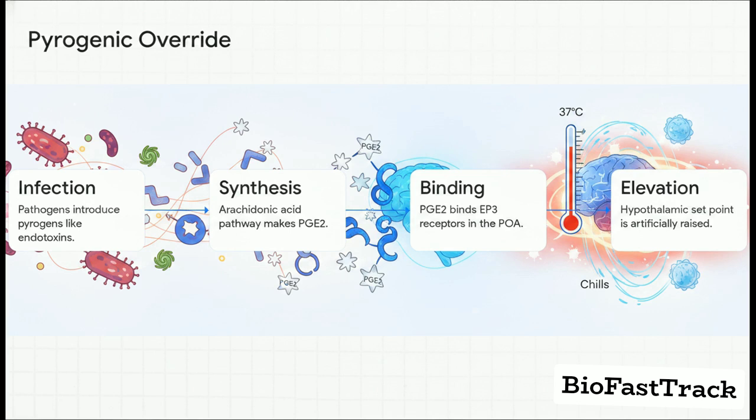In a pharmacology lab, this specific pathway is exactly what we target. If you administer a control group a placebo, they run a fever. But if the experimental group receives an NSAID like ibuprofen, it inhibits the cyclooxygenase enzymes, blocks PGE2 synthesis, and keeps the set point perfectly normal.